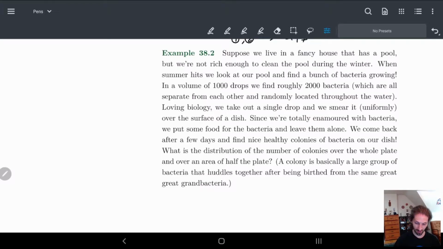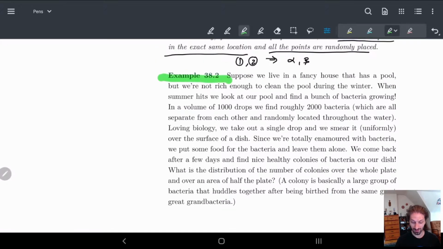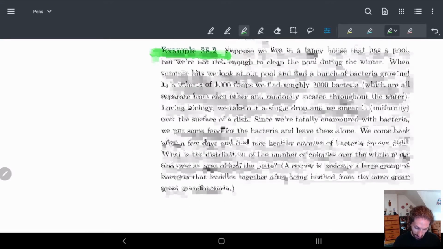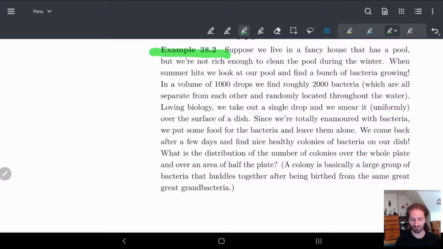First, let's set up the story, the example. So here we're living in a fancy house. So we rich, girls. I hope you're ready to spend that money because we rich. So we have a pool. That's what makes it a fancy house. So if you have a pool, you live in a fancy house, and remember to invite me for summer. But the problem is we're not rich enough to actually clean the pool during the winter because it's Canada. Actually, do people have pools in Canada?